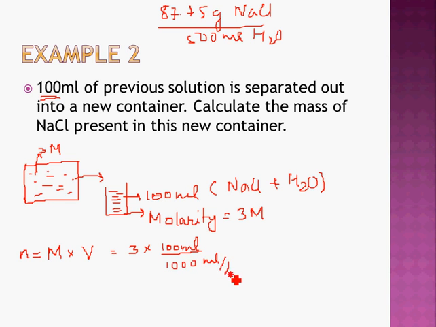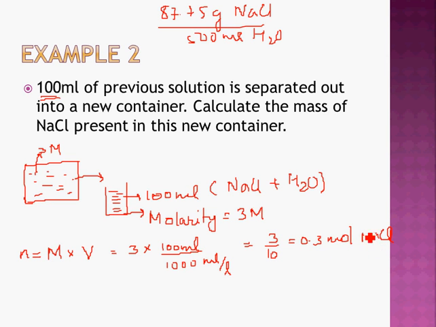From the previous example we know how to convert ml to L. We simply divide it by 1000. So what do I get? 3 by 10 moles, that is 0.3 mole of NaCl. That is, the solute present in this 100 ml is 0.3 mole. This is the absolute quantity of solute, not a relative quantity in this container. In this 100 ml I have 0.3 mole of NaCl.